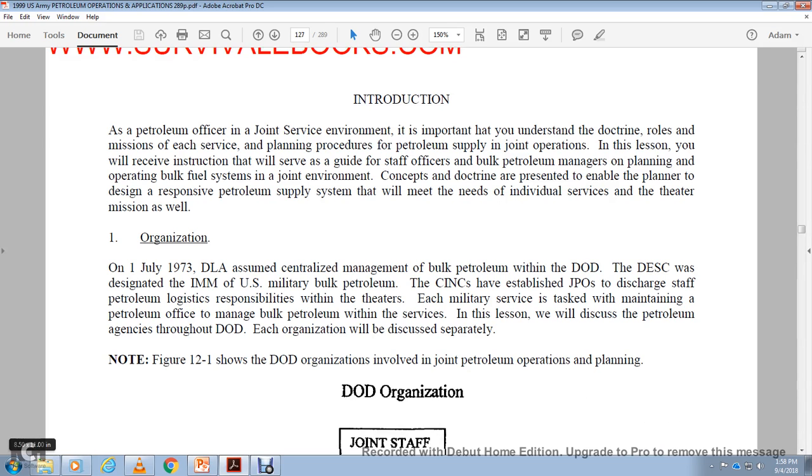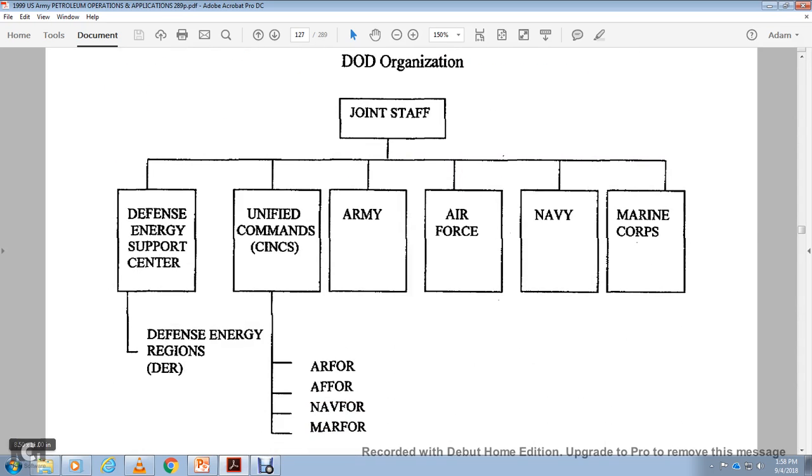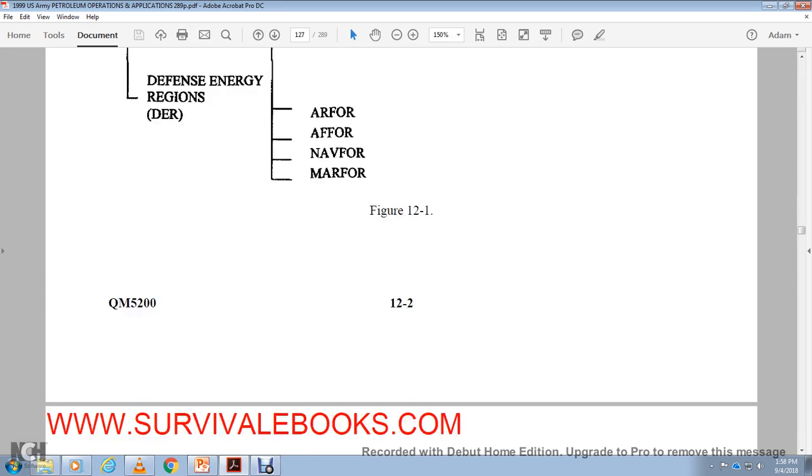Note figure 12.1, the DOD organization involved in the Joint Petroleum Operation Plan: the DOD Joint Staff, the Defense Energy Support Center, Unified Commands, Army, Air Force, Navy, Marine Corps, and the Defense Energy Regions.